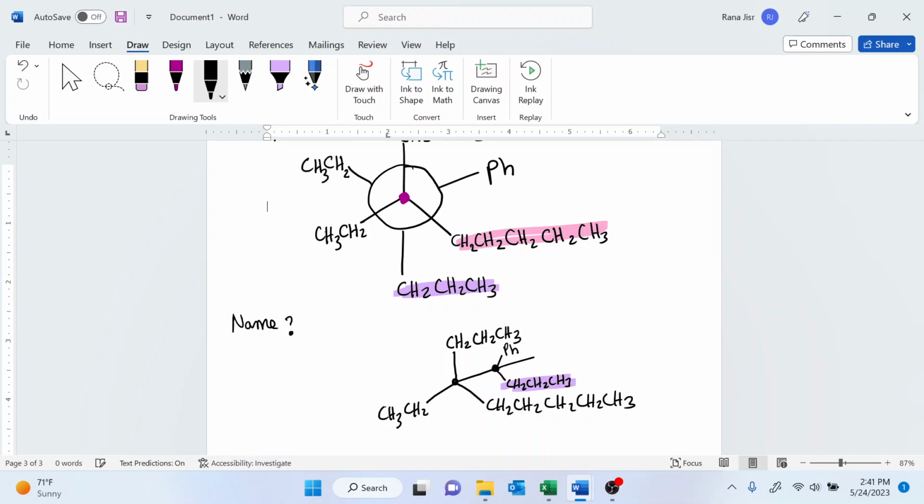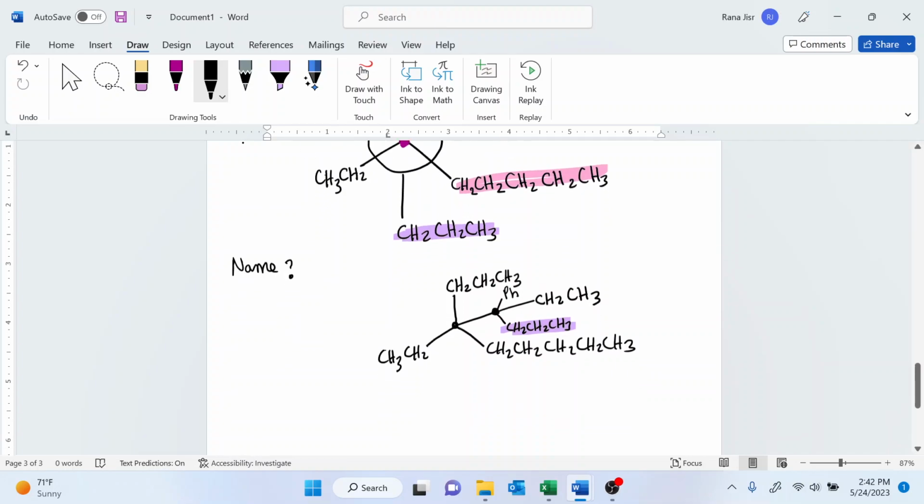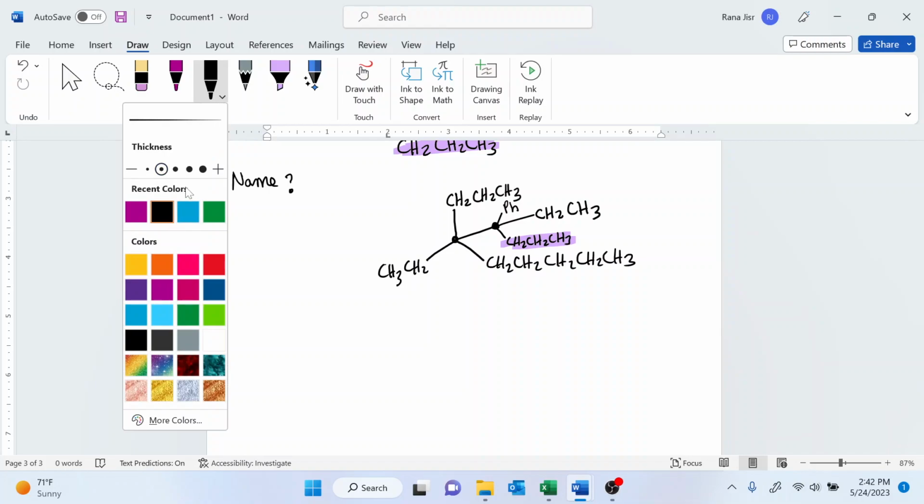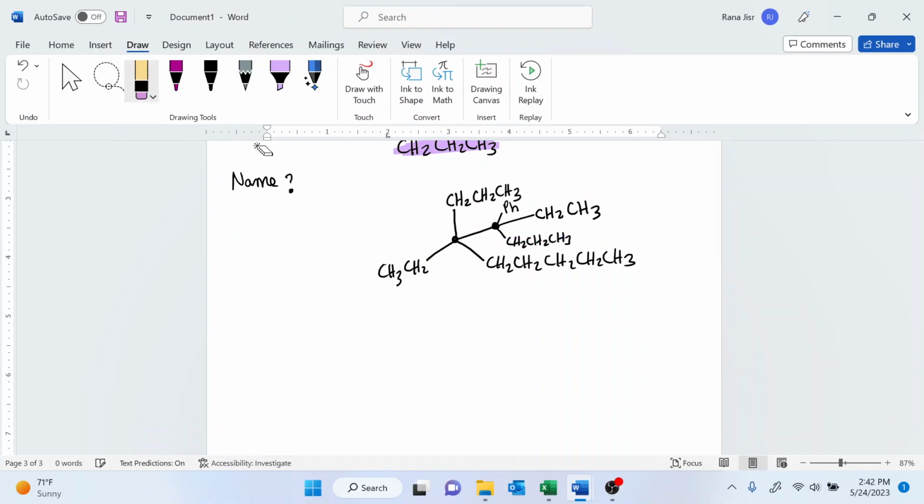And then next to the phenyl, I have my CH2, CH3. So I have my CH2 and I have my CH3 in there. Okay, let's go ahead and change this now into a skeletal form. With the skeletal form, I'm just going to count my carbons and choose the longest carbon chain in there.